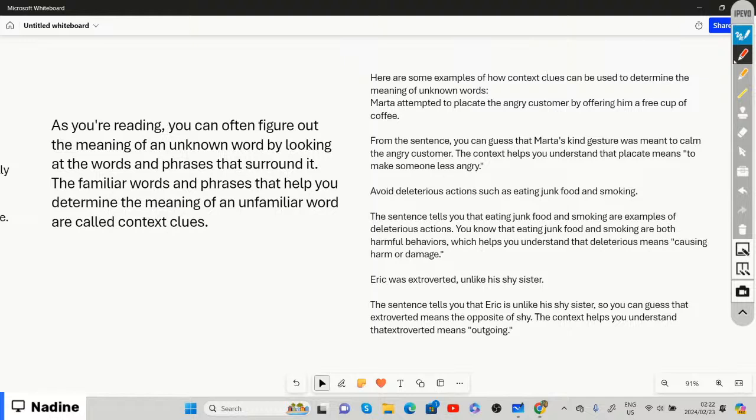And now, if we look at the context within that sentence, the context helps you to understand that placate means to make someone less angry. So if someone is really angry or throwing a fit or whatever, then we need to basically make the person less angry. And that is within the sentence. And if we look at the word placate, then it means that you need to find your context within your sentences.